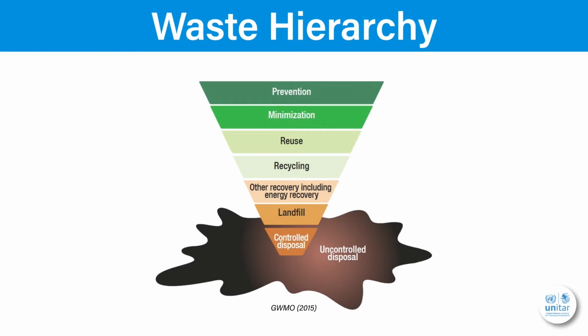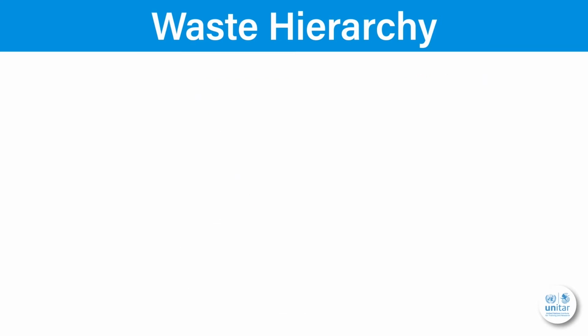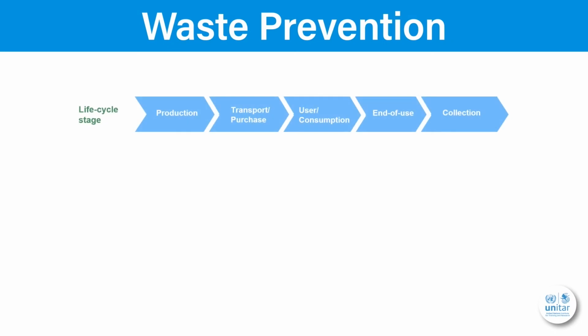Even if prevention can be understood in many ways, fundamentally, 2 aspects can be distinguished: quantitative and qualitative. Quantitative prevention are measures aiming at reducing the quantities of substances, materials, and products that become waste. Qualitative prevention measures, on the other hand, seek to reduce or eliminate use of specific hazardous substances in materials and products that become waste.